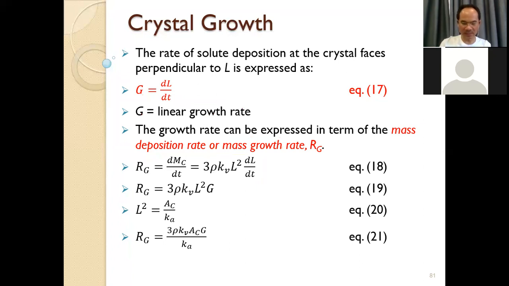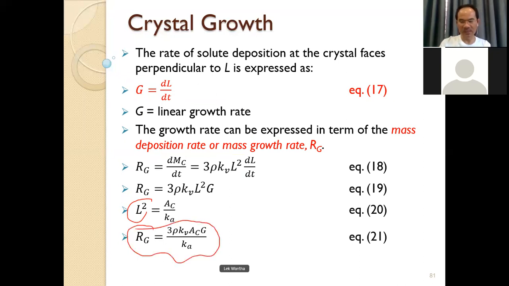And also we know L squared is equal to Ac divided by ka. Ac is the area or surface of the crystal. Then you can correlate Ig equal to this term. You can correlate between the mass growth rate and the linear growth rate.